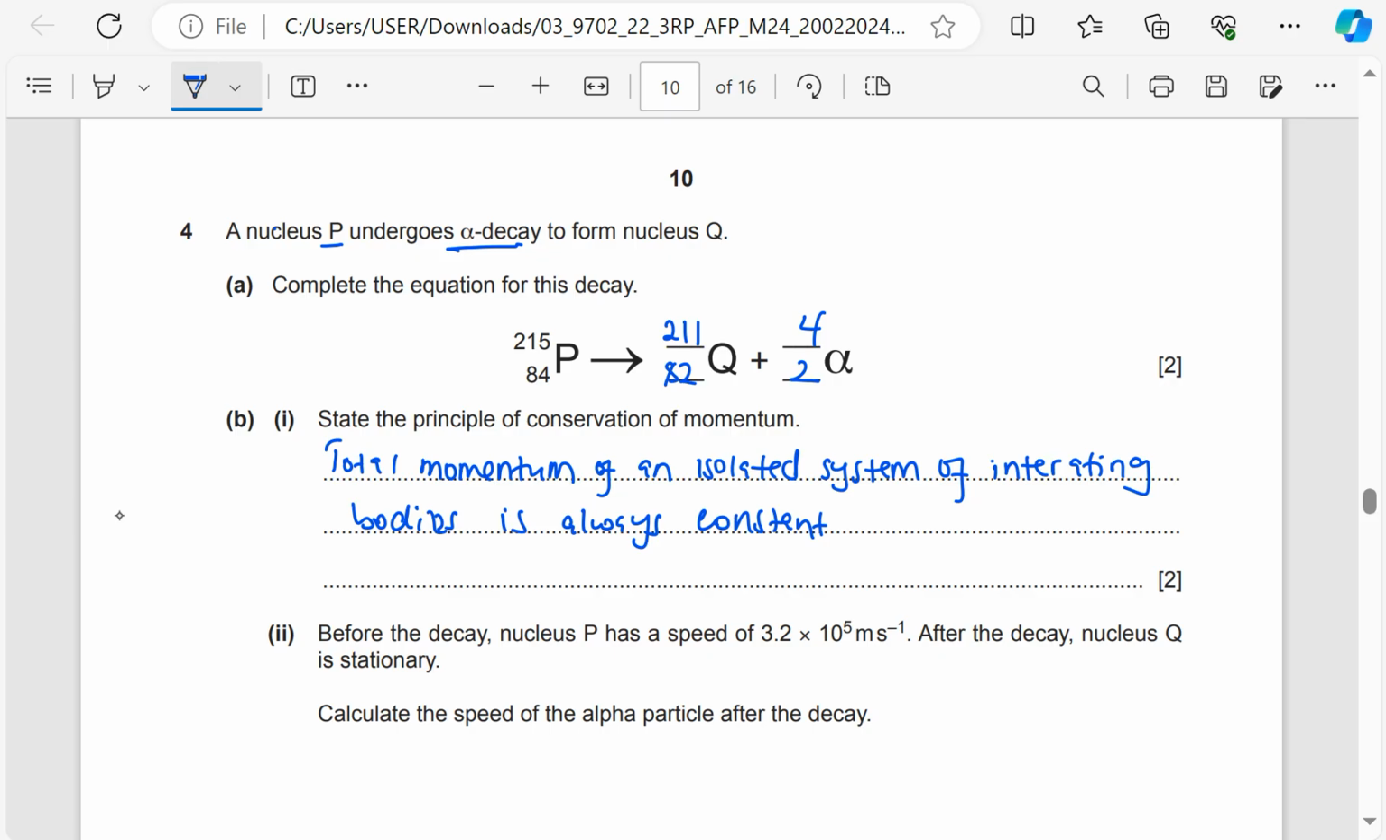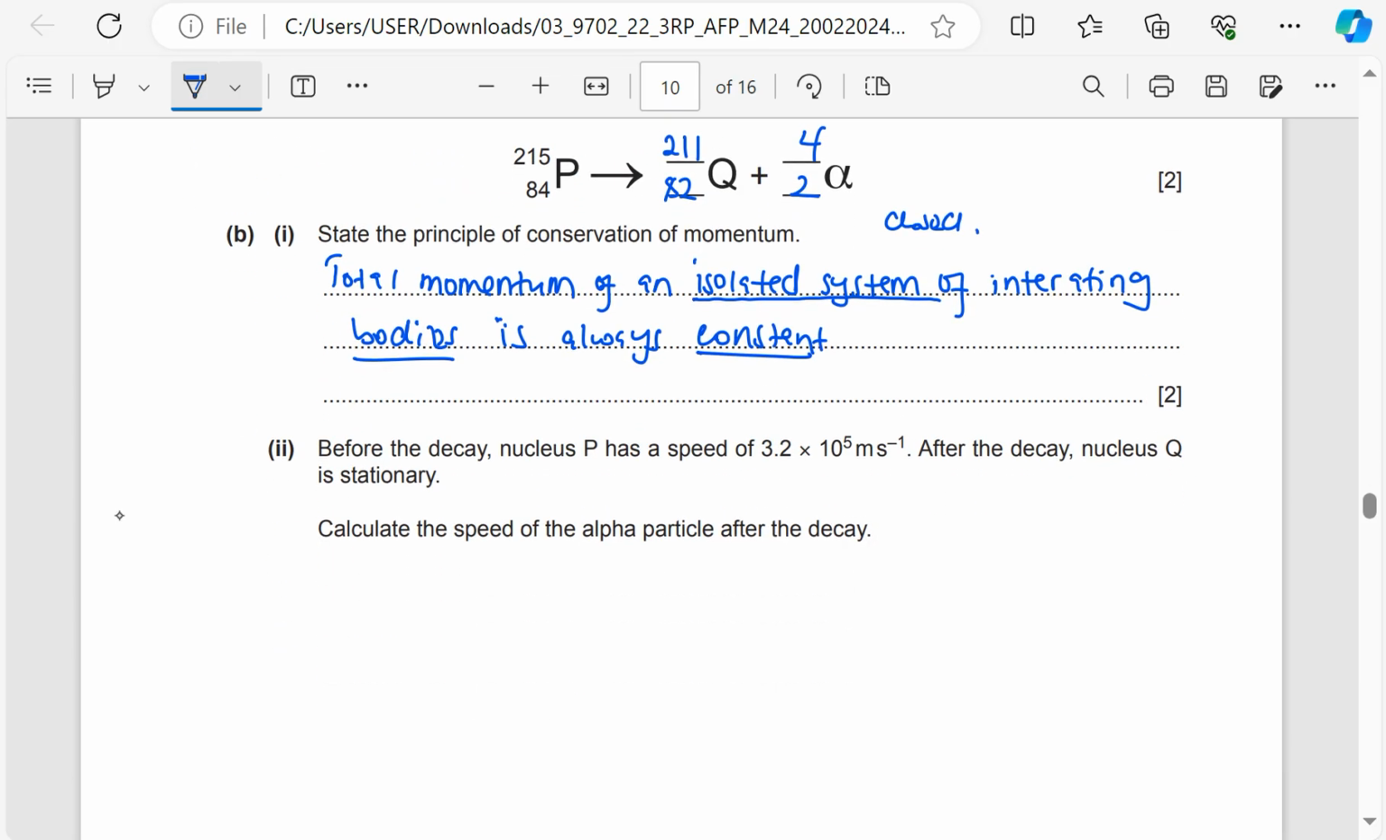When I talk about isolated system, it is the same as closed system. It is a system for which there is no resultant force acting. It's a system for which the total momentum before collision is equal to the sum of momentum after collision, provided no resultant force is acting. So it's as easy as saying the total momentum of an isolated system of interacting bodies. This should not be stated for one body, it should be bodies. This should be plural. Is always constant, don't say conserved.